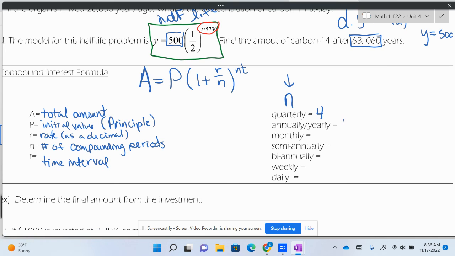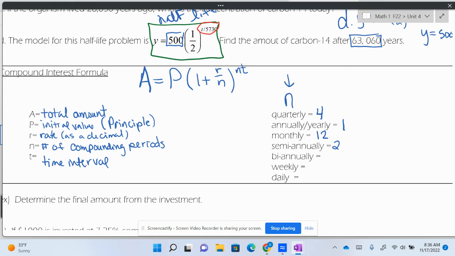Annually is just one time per year, right? What if we say something is compounded monthly? 12. What if we say something is compounded semi-annually? 2. Which is different than biannually.